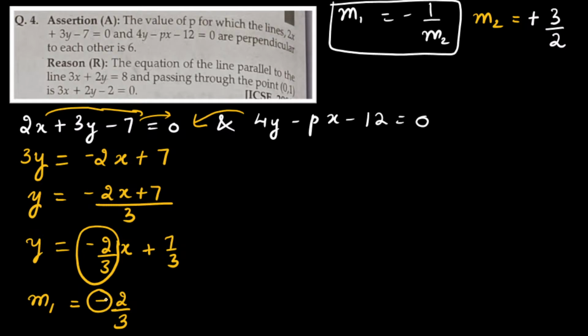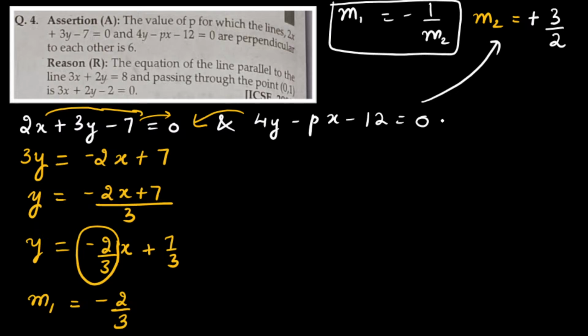So the slope of the second line is 3 by 2. Here, if it is negative, you have to change negative to positive, and then you have to write the reciprocal of 2 by 3, which is 3 by 2. So we already found the slope of this line, but let's also find it in terms of P so that we can find the value of P.